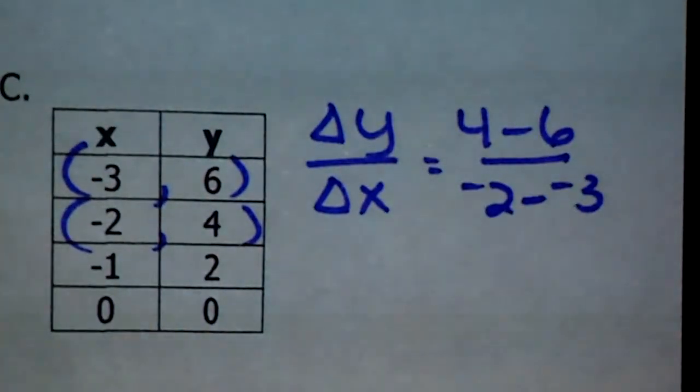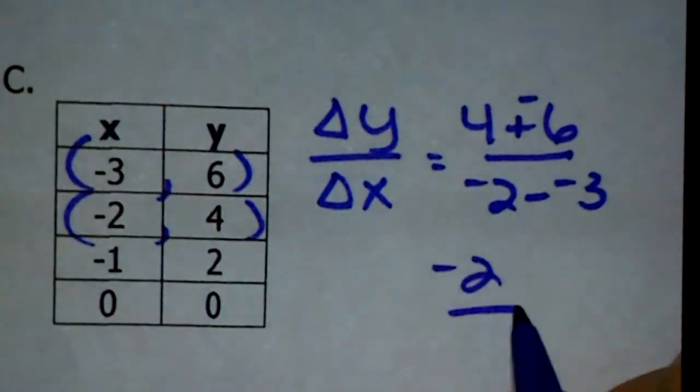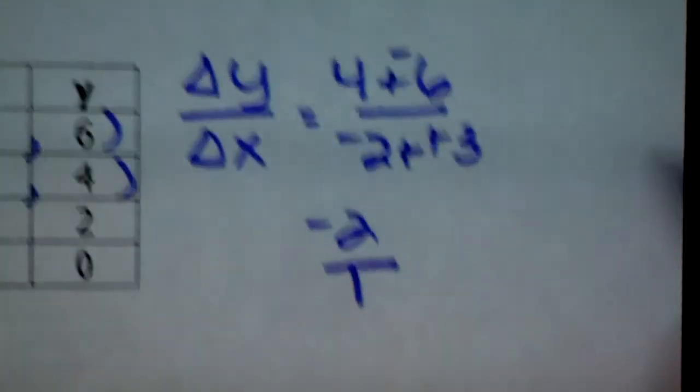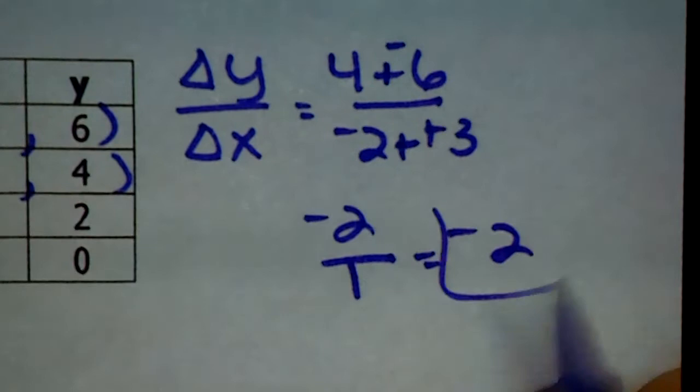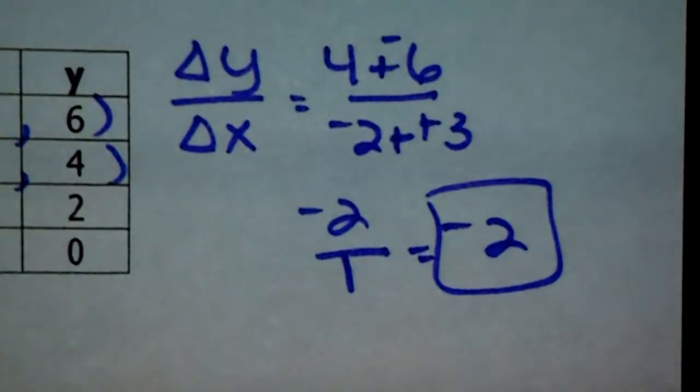Be careful when you're subtracting a negative. You can't just write -2 minus 3. It's -2 minus -3. And 4 minus 6, or 4 plus -6, would be -2. And -2 plus 3 would be 1. And when it comes out to a whole number, I usually simplify it to a whole number. If you wanted to leave it as -2 over 1 when we're going to graph it, that would be just fine.